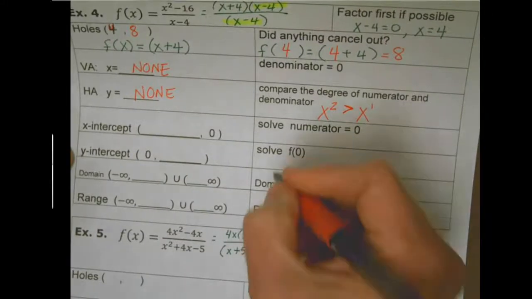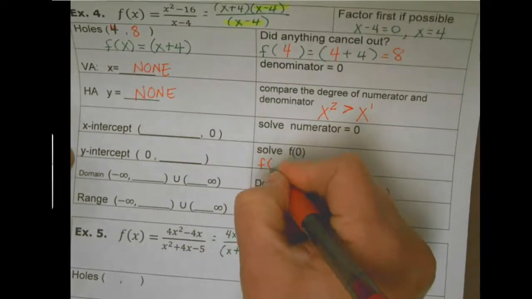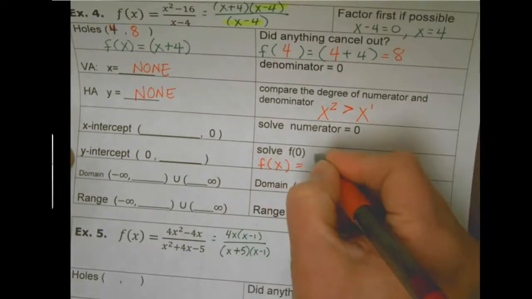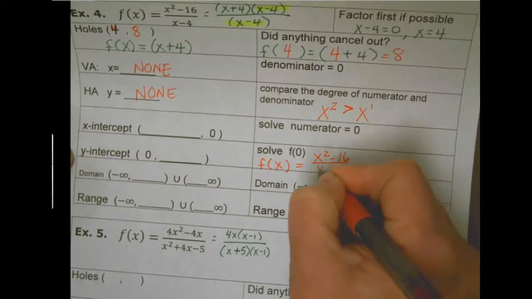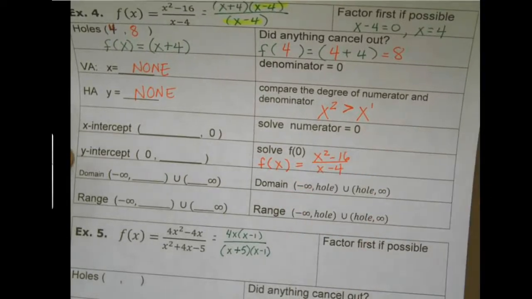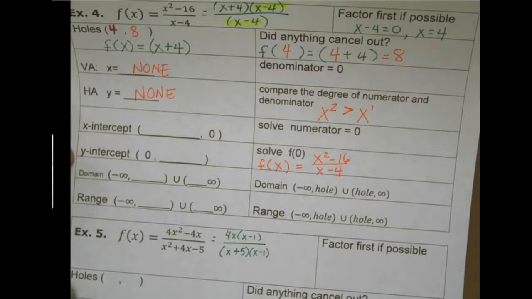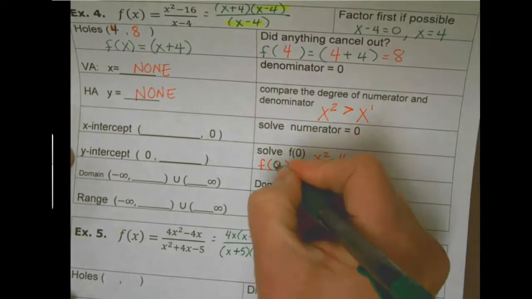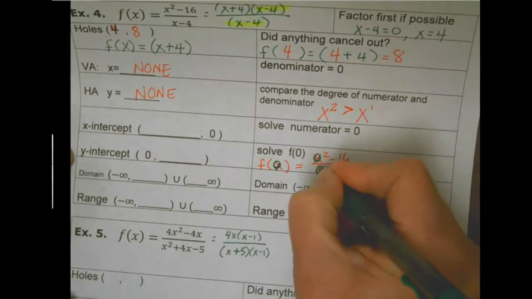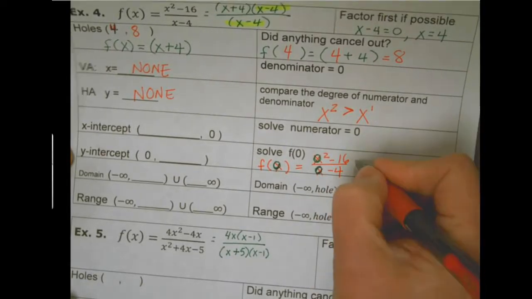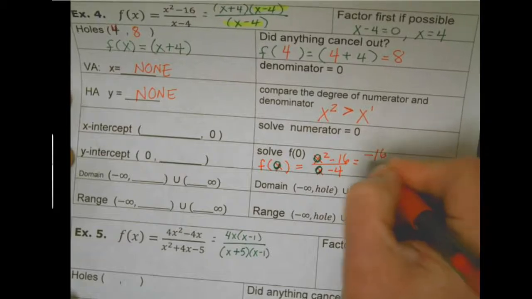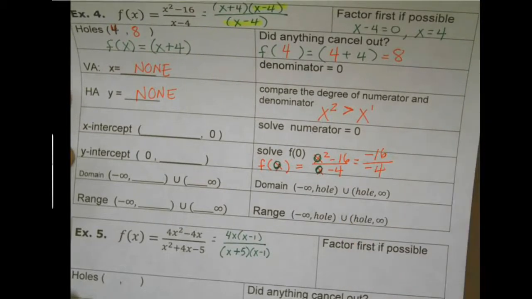For the y-intercept, you go back. It's easier to go back to the original equation. You can use either the original equation or the one that had been canceled out. In place of the x, substitute in a 0. That's what f of 0 means. So we're going to have negative 16 divided by negative 4. What do we got?